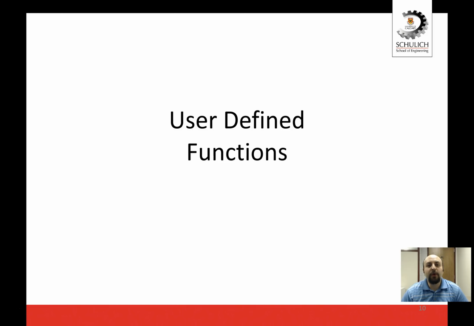Okay, now that we know the overall flow of control in a processing program in active mode, it's time to talk about user-defined functions. The goal of having user-defined functions is to have a very organized and maintainable program. If you have all your code inside your draw and inside your setup function, then those functions are going to get huge and they're going to be really difficult to read, maintain, and change.